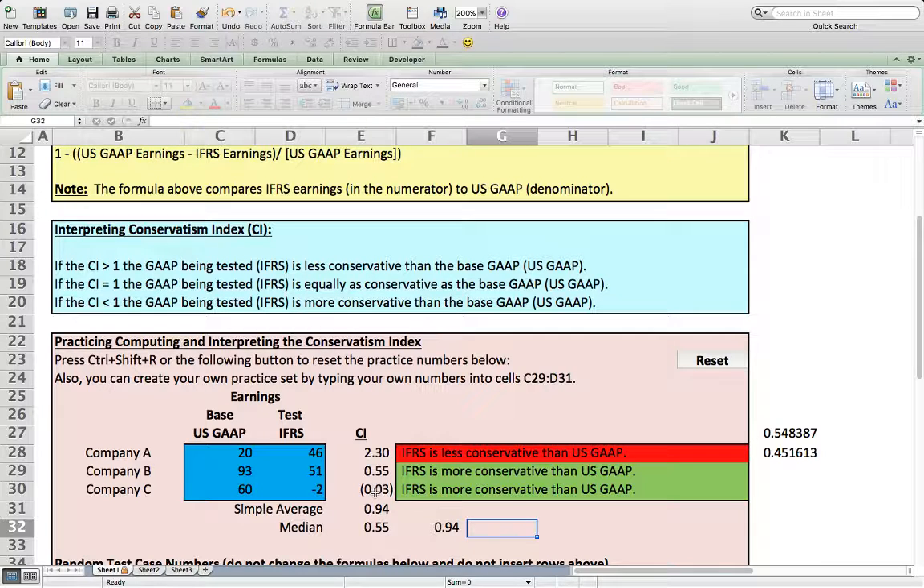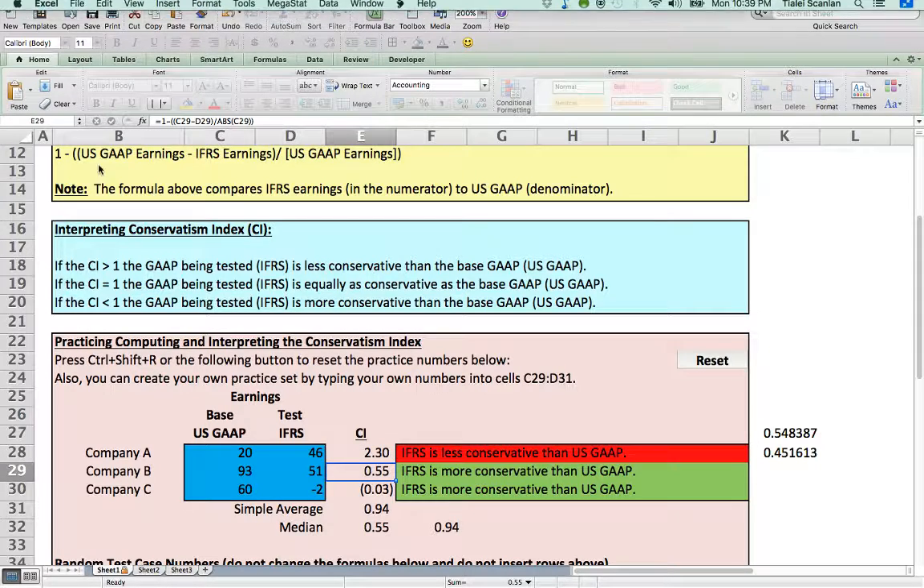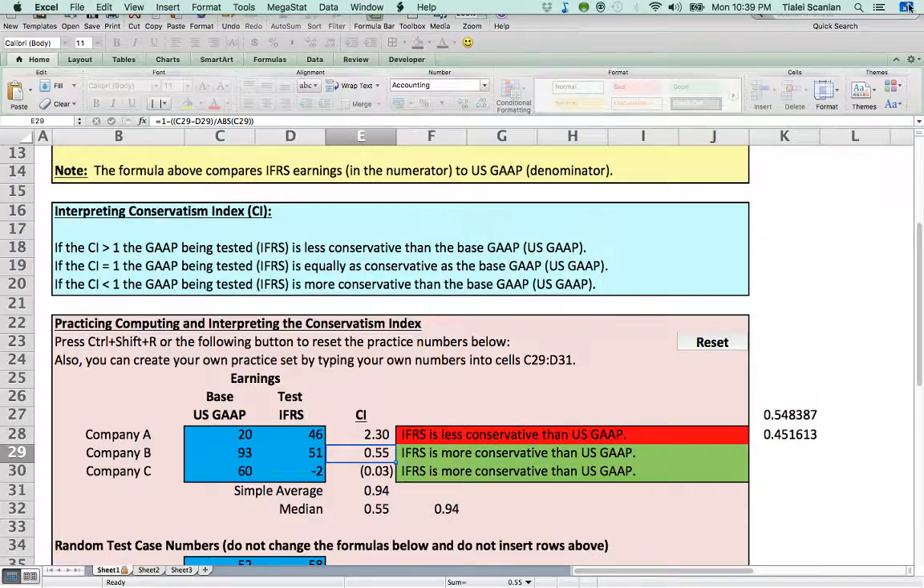And then the median. The median is the middle number, so you take out the lower number and the higher number, and you're left with the median. That's just a simple tutorial of how to interpret the conservative index, calculate the conservative index, as well as the simple average and the median. Thank you.